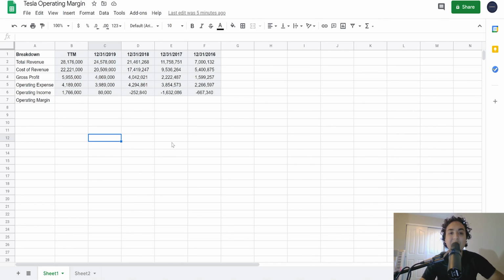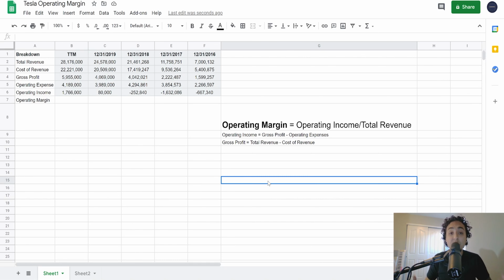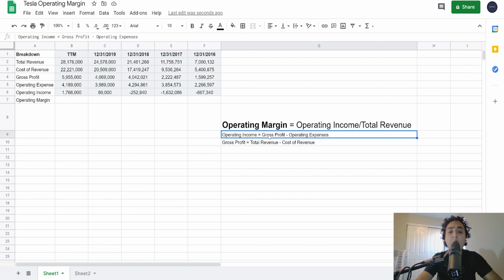So I have the income information from 2016 up to the trailing 12-month period. But before we begin, we have to go over the actual formula to find the operating margin. So the operating margin is simply the operating income divided by the total revenue. Now let's break this down further. So what is operating income? Well, the operating income is simply the gross profit minus the operating expenses.